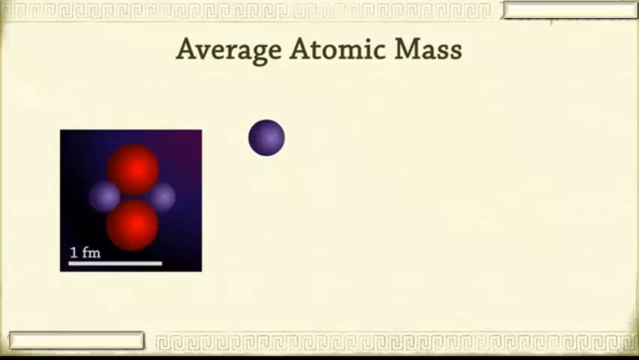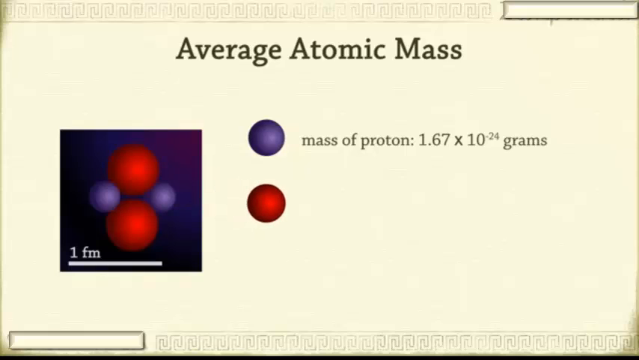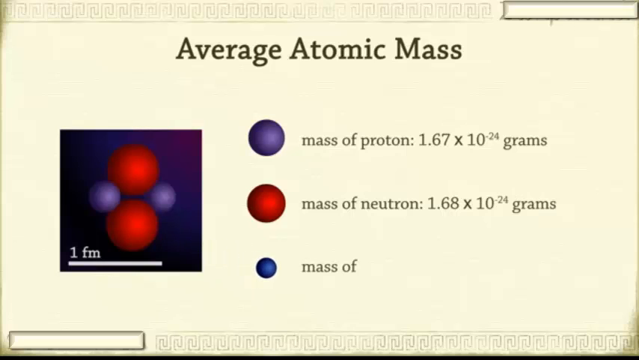For instance, the mass of a proton is 1.67 times 10 to the negative 24 grams. The mass of a neutron is 1.68 times 10 to the negative 24 grams. And the mass of an electron is 9.11 times 10 to the negative 28 grams. Adding and multiplying numbers of those very small sizes is awkward.